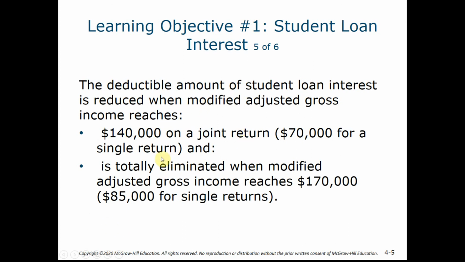For the deductible amount, there is a phase-out period for modified AGI or MAGI, and in 2019 the limit begins at $140,000 and ends at $170,000 for adjusted gross income for a married filing joint, and then the phase-out begins at $70,000 for a single return and phases out at $85,000.